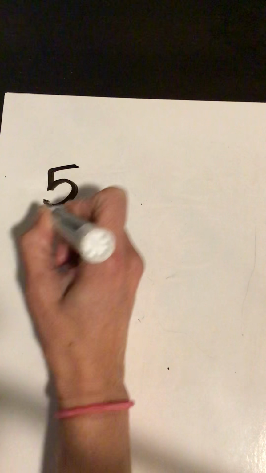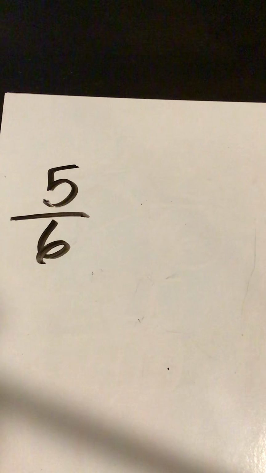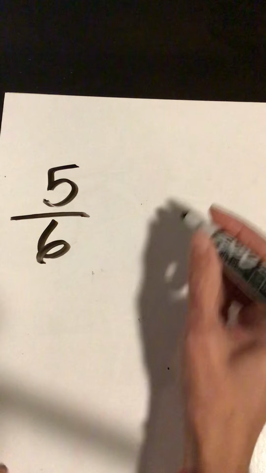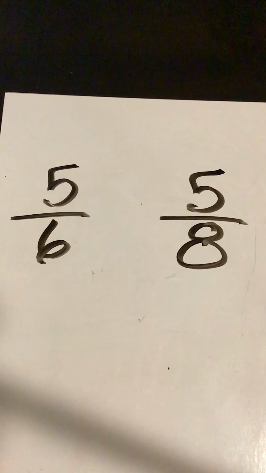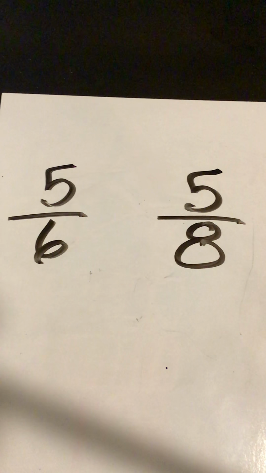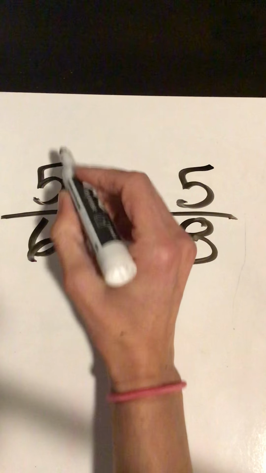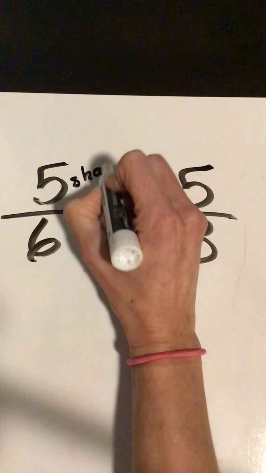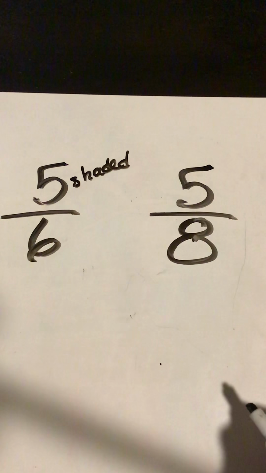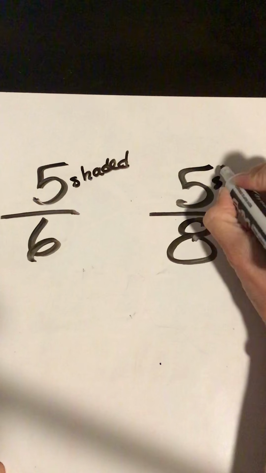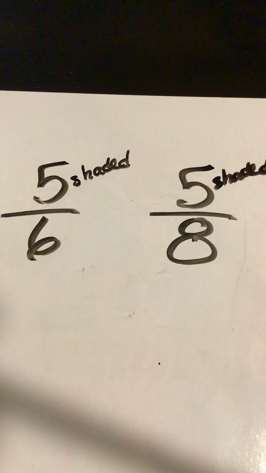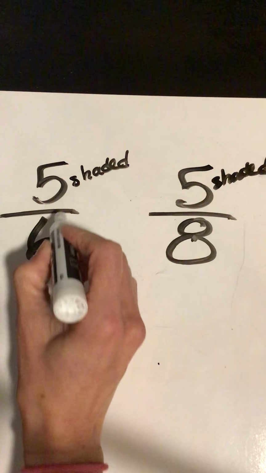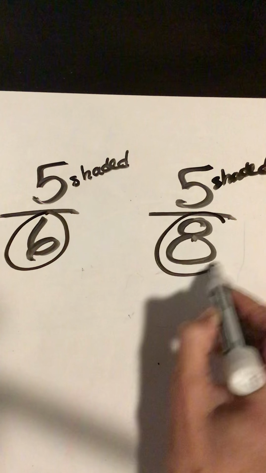Okay, the next one we're going to do is 5/6. So go ahead and write that down on what you're writing on. And 5/8. Okay, go ahead and do exactly what I did with the last one, and up here next to the 5, go ahead and remind yourself that usually that number is the shaded part. Okay, that's the numerator. And then we are going to be working with the denominator.